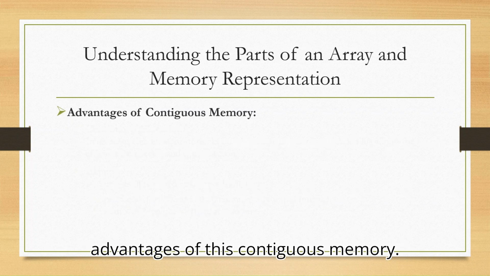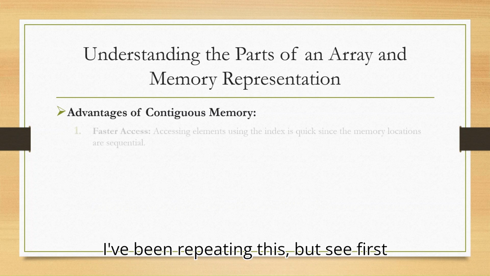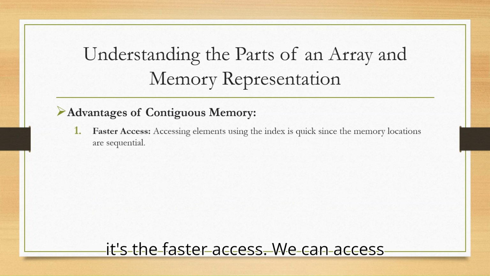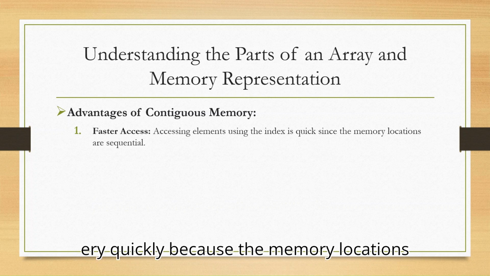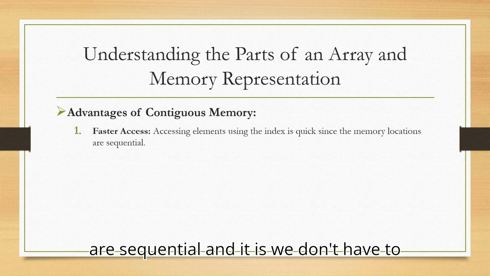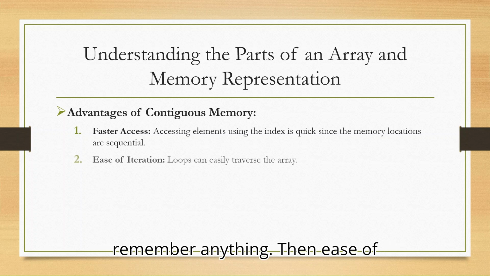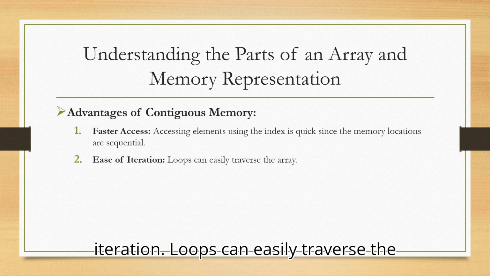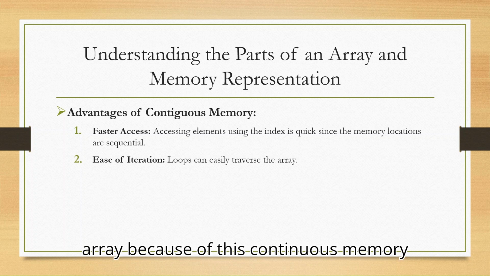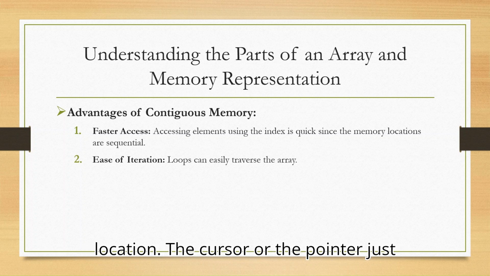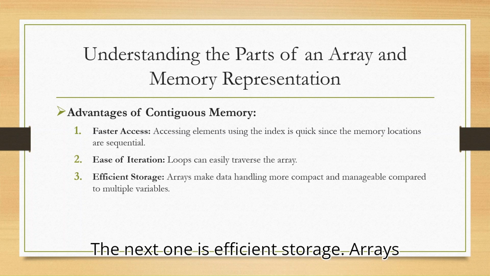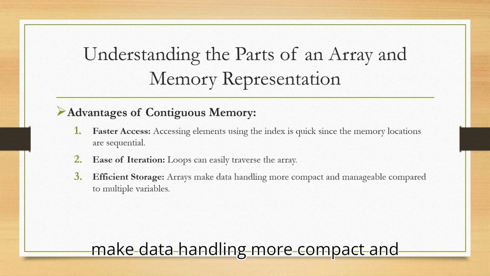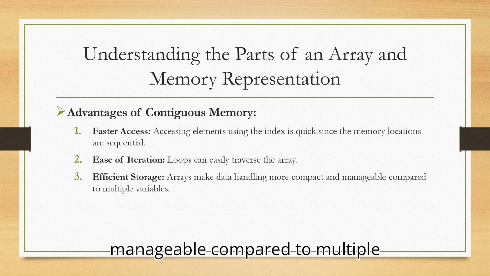Now, the advantages of this contiguous memory, I've been repeating this, but see, first, it's faster access. We can access elements using the index very quickly, because the memory locations are sequential, and we don't have to remember anything. Then ease of iteration. Loops can easily traverse the array because of this continuous memory location. The cursor or the pointer just simply has to keep moving in the same direction for iterating an array. The next one is efficient storage. Arrays make data handling more compact and manageable compared to multiple variables.